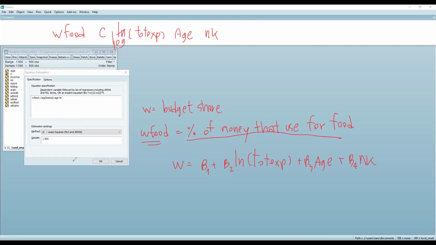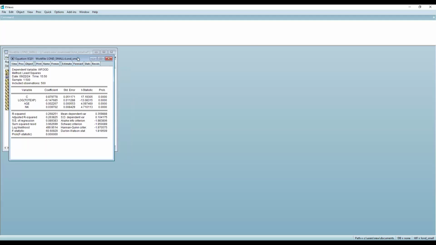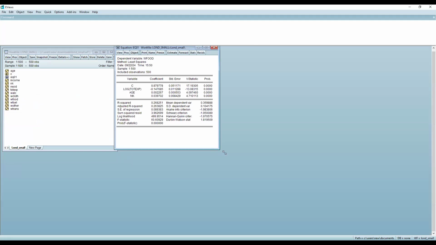Okay, then click OK, then see the result. Okay, what did you get? The same? Okay, so after you get the result, how to read the printout, what should you read first? Prob F, yes. So after you click OK, you get the printout, see Prob F first.